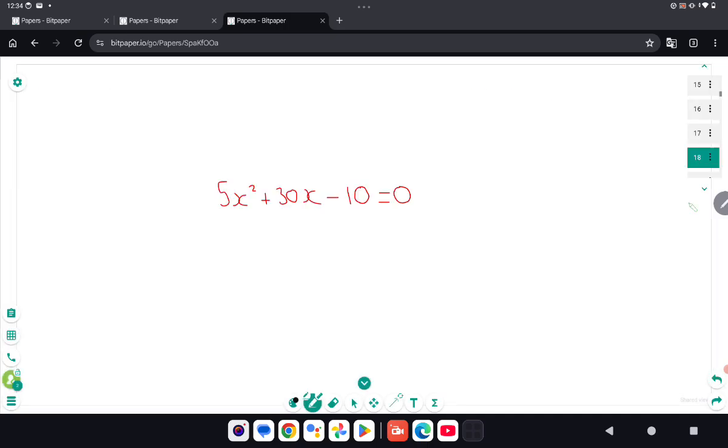Now there's a higher level version of completing the square when the coefficient of x squared is greater than 1. So let's just look at one example.